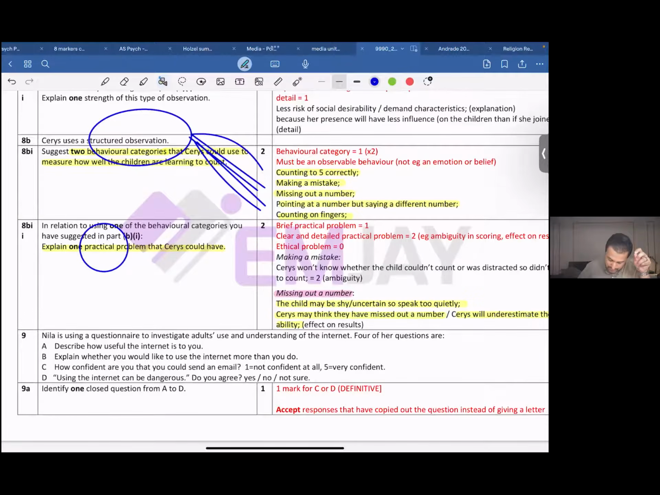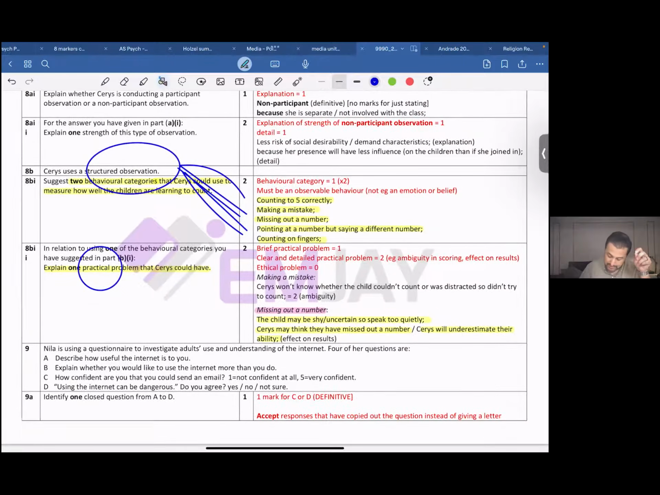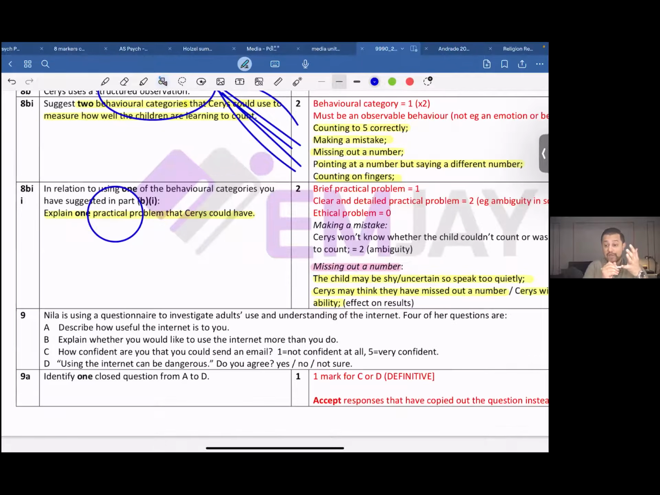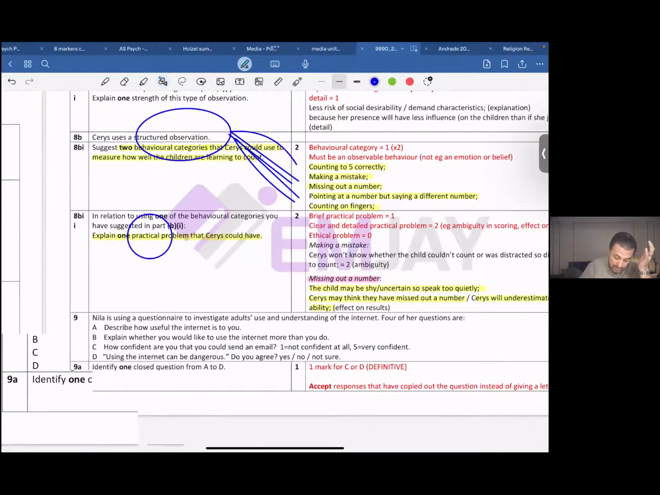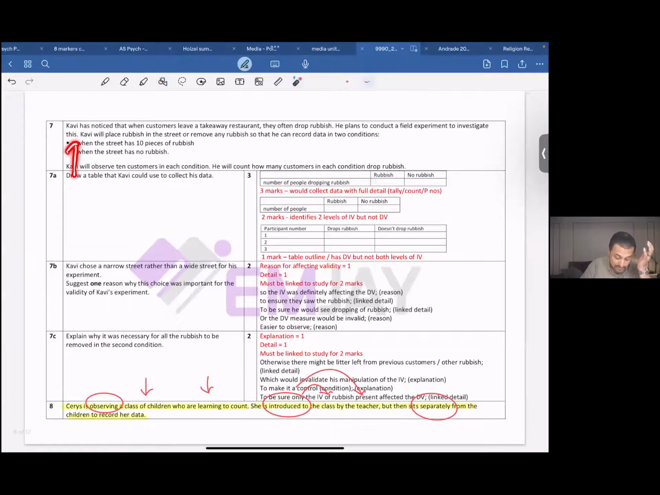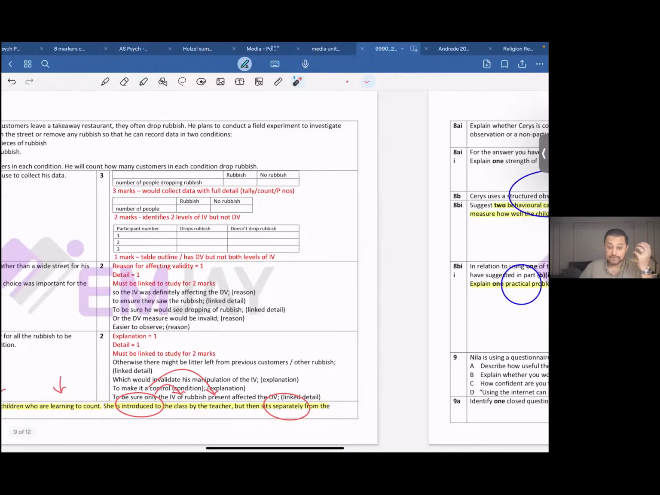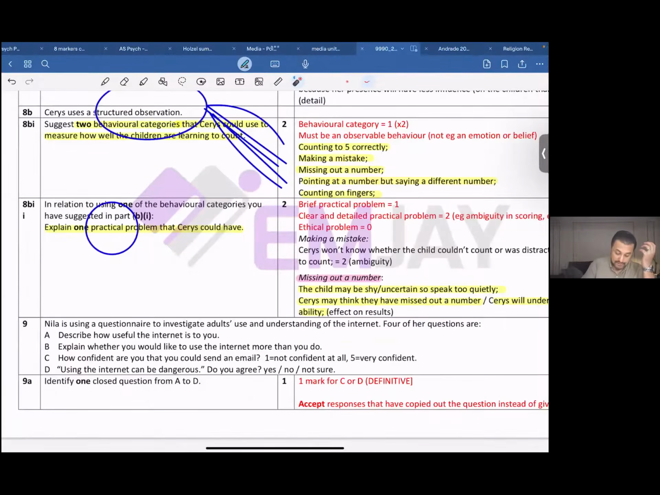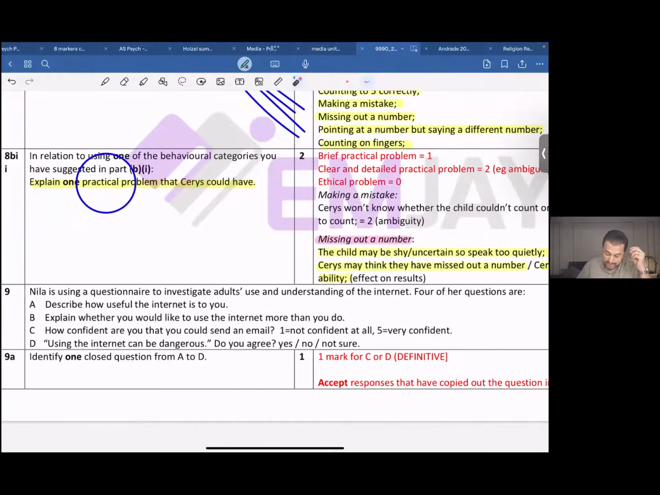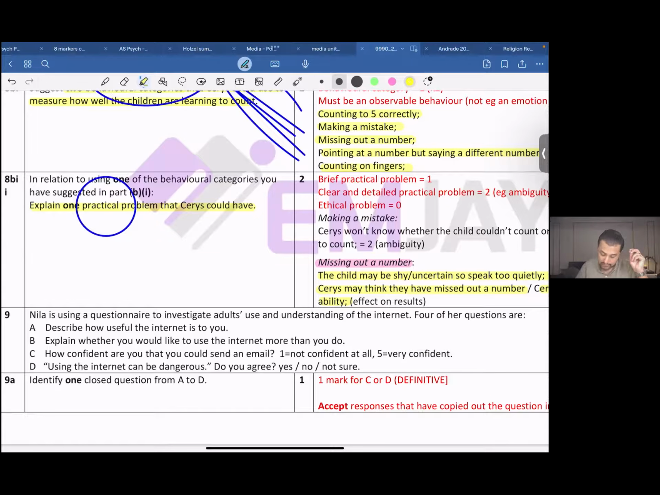Moving on to question number 9. Remember, 7, 8, 9 are questions on novel situations. If I talk about Kavi, we did not have any research on Kavi in our syllabus. Keris wasn't a research that was a part of the syllabus either, nor is the case with Neela. So question number 9 over here reads: Neela is using a questionnaire to investigate adults' use and understanding of the internet. Interesting.